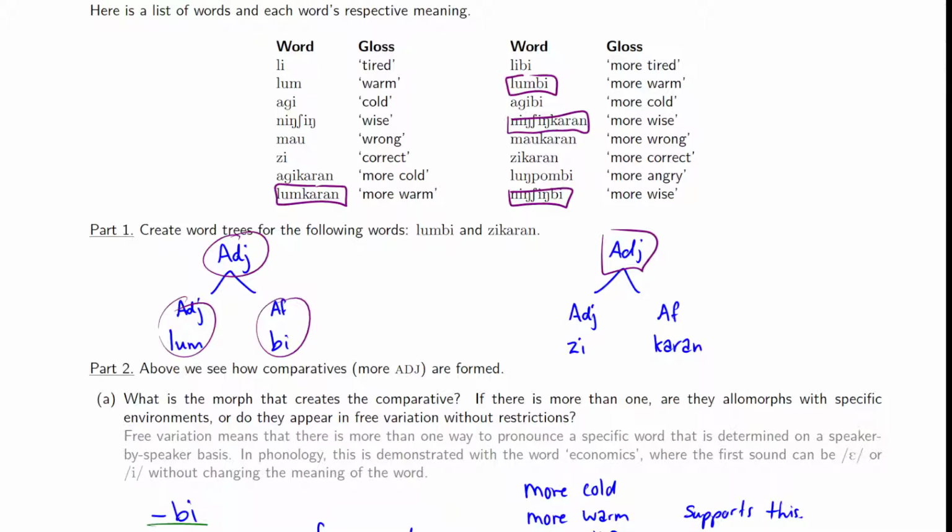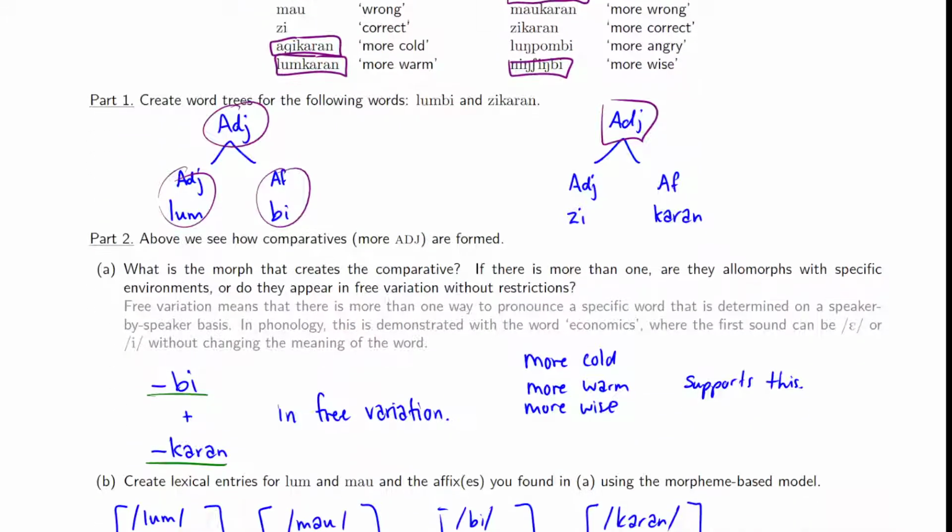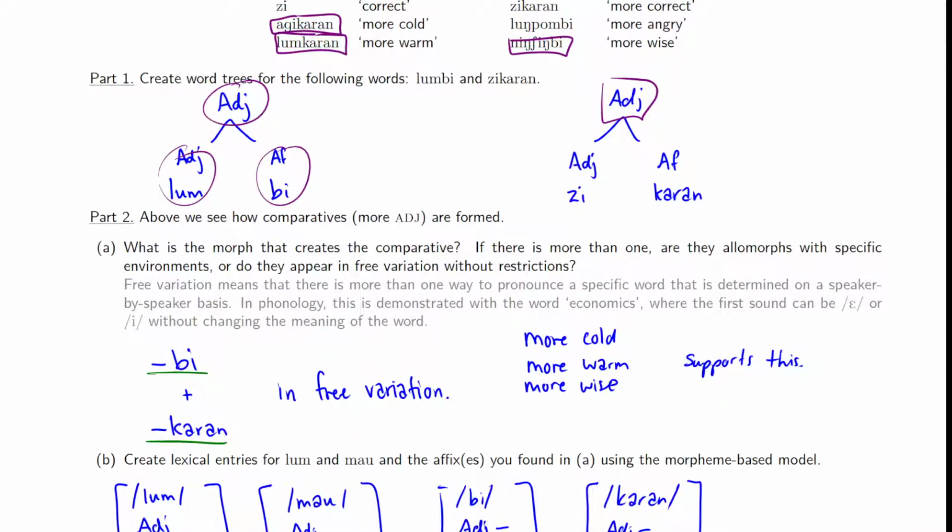We also have one more, I believe. Yeah, agi karan or agi bi for more cold. So there's just 3 examples there, but we can make a pretty good generalization at this point that any root can take either bi or karan in this case.